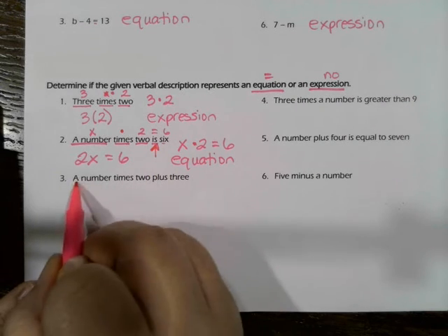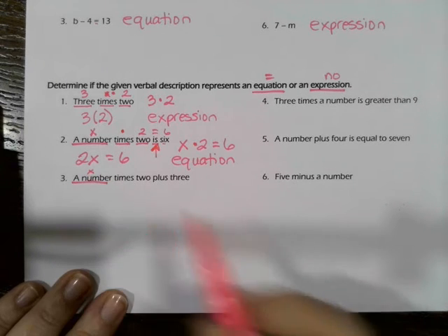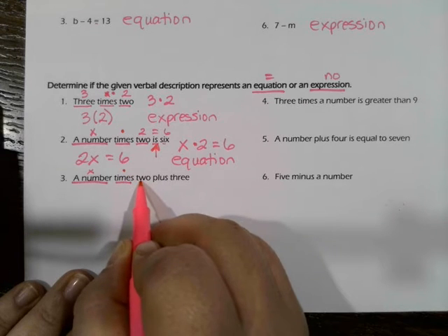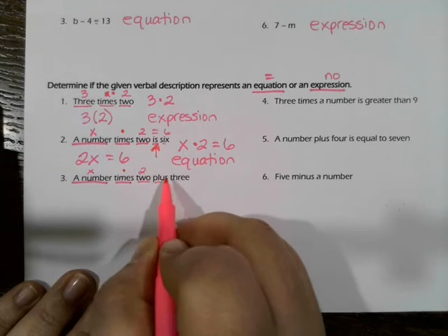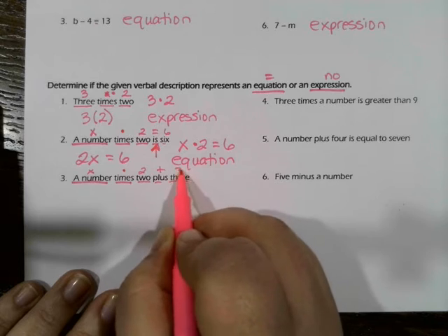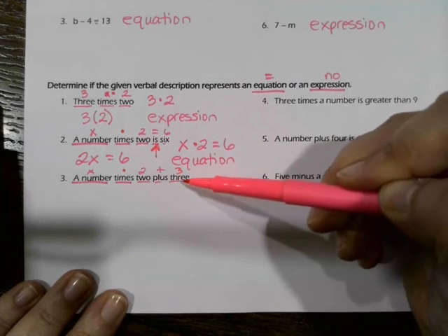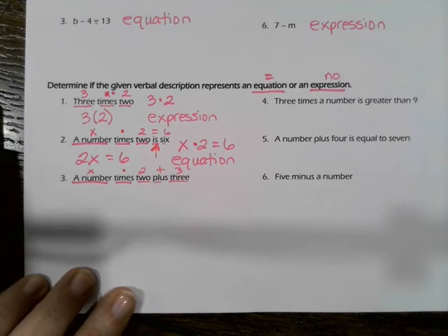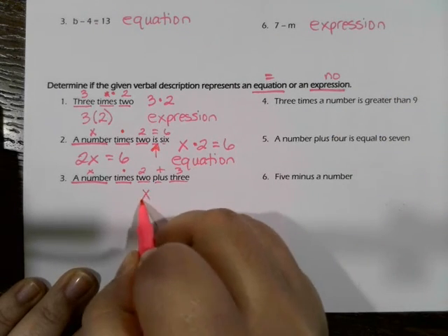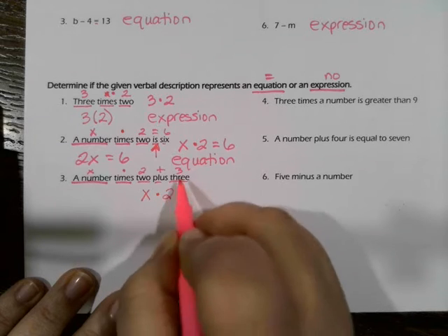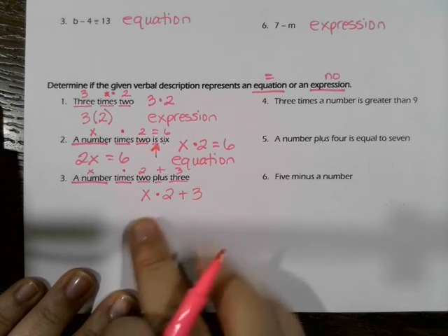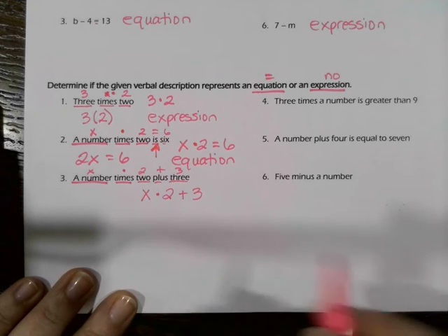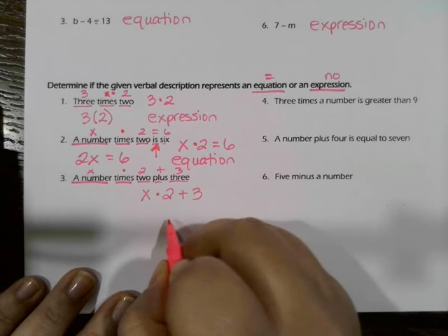All right, again, we have a number. We don't know what that number is, so we're going to use an x times, so a dot, 2 plus 3. And this is just what I like to do. I like to put it above each word so I know what those words are representing. So we've got x times 2 plus 3, and that was the end of it. There was no keyword that tells me equals. There was no is or whatever. So this is an expression.